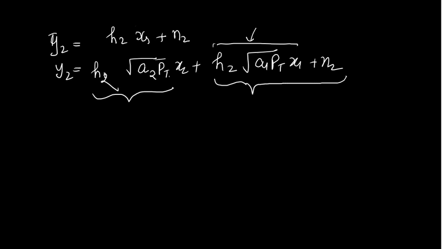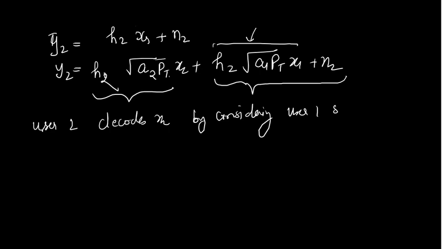So user 2 decodes X2 by considering user 1 signal as interference or as noise. Because user 2 does not have any choice that it can first decode the signal of X1 and then subtract, because the power allocated to user 1 is not that much that it can come out as compared to X2.